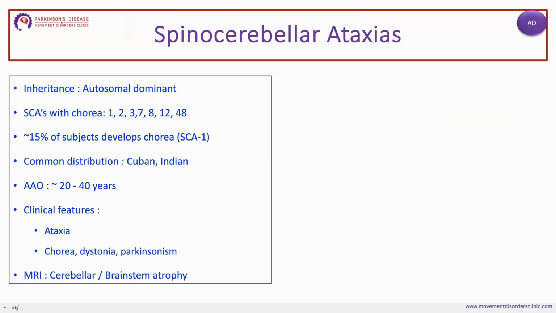Clinical features include ataxia, chorea, dystonia, and Parkinsonism, and MRI shows cerebellar or brainstem atrophy. Yes, imaging and genetic testing would be clinching the diagnosis here.